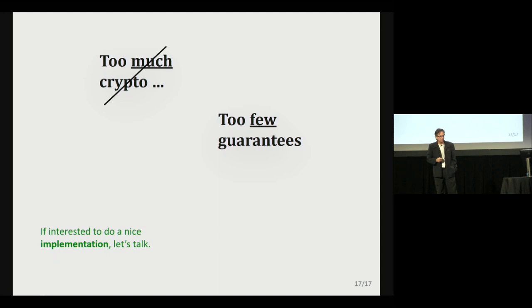About half an hour ago, Jean-Philippe told us to beware of too much crypto. I'm going to tell you to beware of crypto with too few guarantees, with too little functionality. I think we've lived with a notion of secret sharing for 40 years now, that doesn't actually accomplish what ordinary people would need if they sat down and decided to actually do secret sharing. And I suspect this has strong implications on the extent to which this primitive is used.